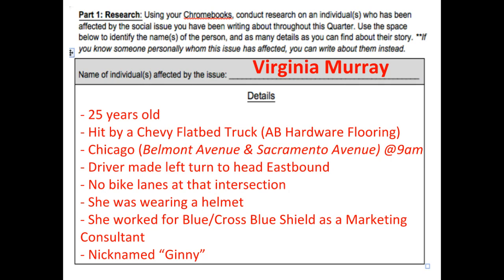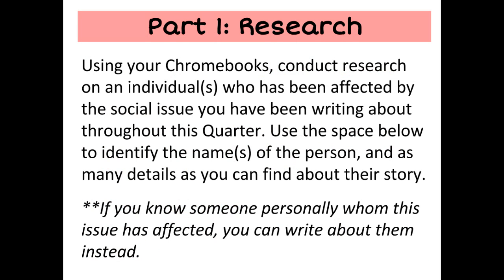This is what your handout looks like. Okay, so on your handout, you're going to write the name of the individual affected by the issue, and you're going to list as many details as you can possibly find. So these are all of the details that I was able to find, not only in those 2 articles that we just looked at, but also by reading several more articles about her and about the crash. And out of that, I got all of these details, which will be really great when I go to write my story. All right, so that is what you are doing today.